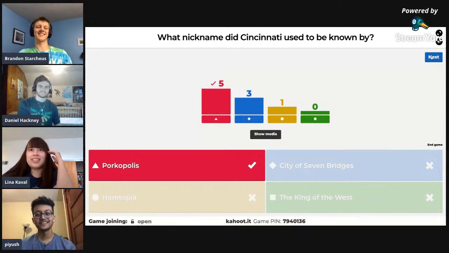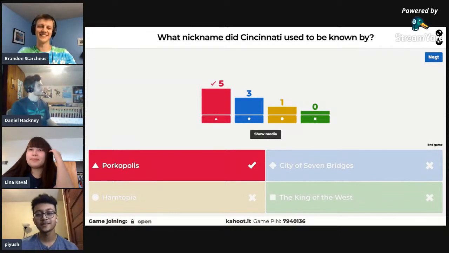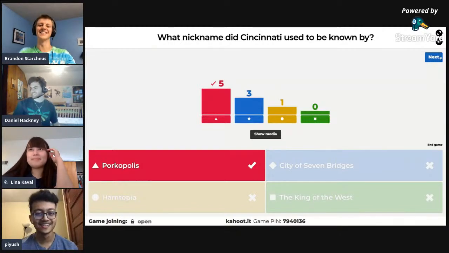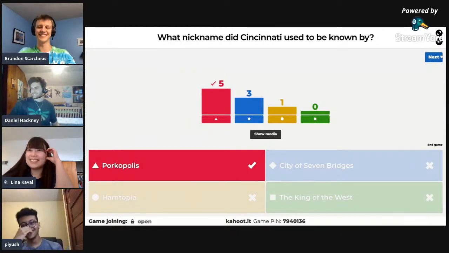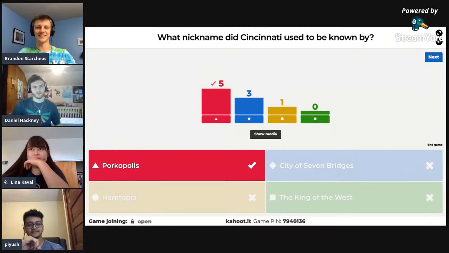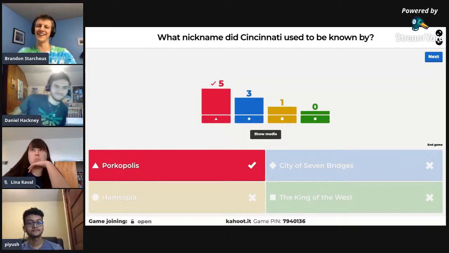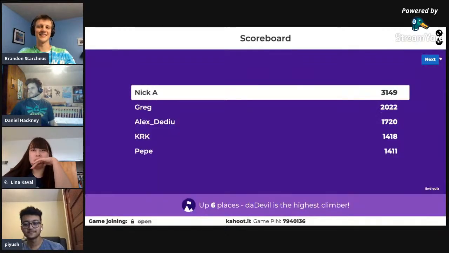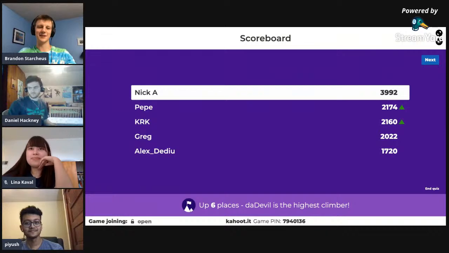Okay. Porkopolis, I did not know that. That's funny. Apparently 5 of them knew this. Back in the day, we used to be really good with pigs, apparently. Procter & Gamble, I think it was Procter & Gamble, they would make all their soap out of the pig fat, so pigs were a big thing. Wow. Interesting. All right, Nick A still at the top, and Pepe is up in the rankings. All right.